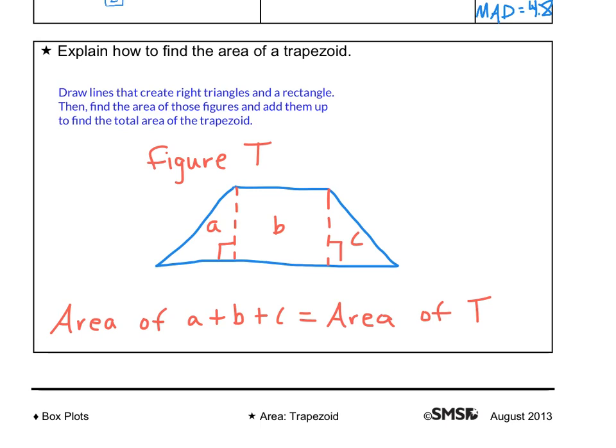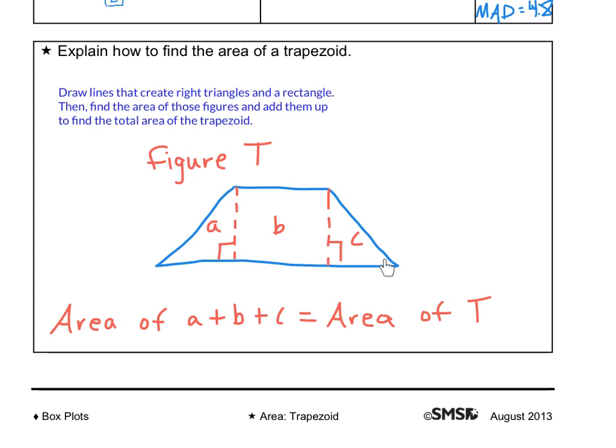So if you want to break this down, you can. I'll just explain what I wrote to find the area of a trapezoid, is that I draw lines to create right triangles, and I showed that in a picture here with my 90-degree angles. So I have 2 right triangles and a rectangle, and then I find the area of those figures and add them up to find the total area of the trapezoid.